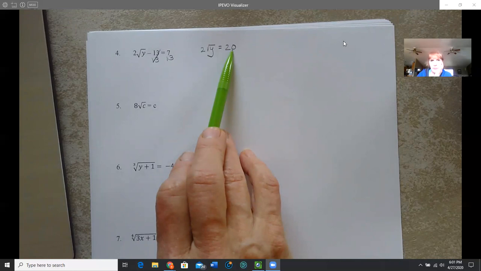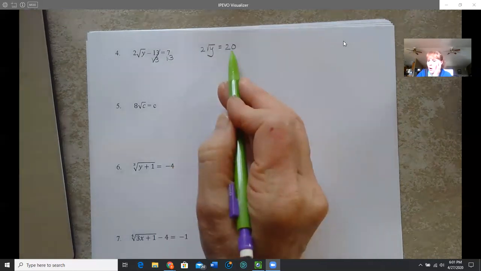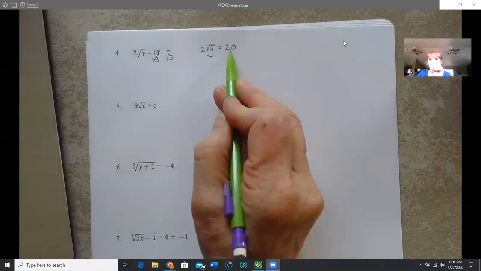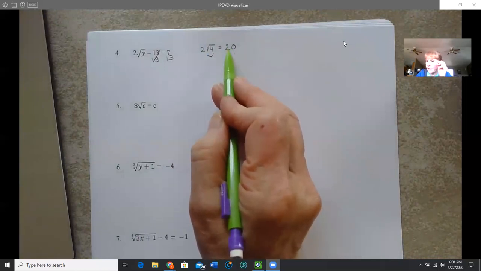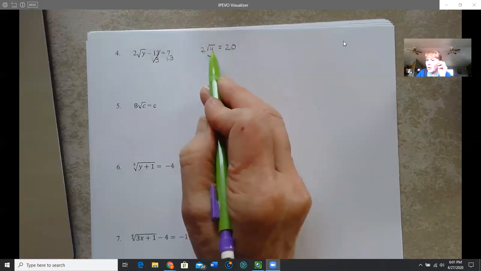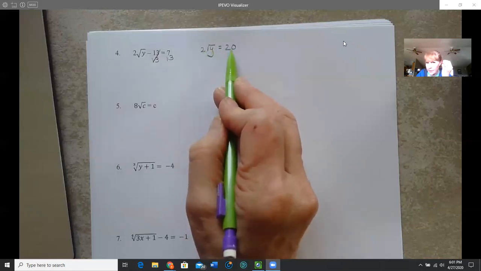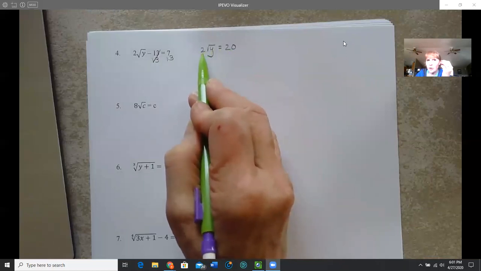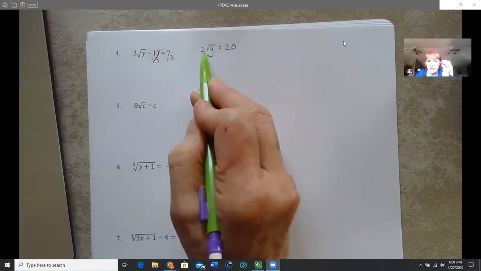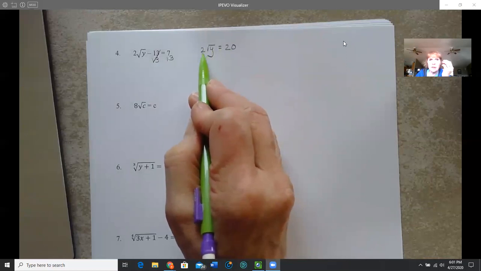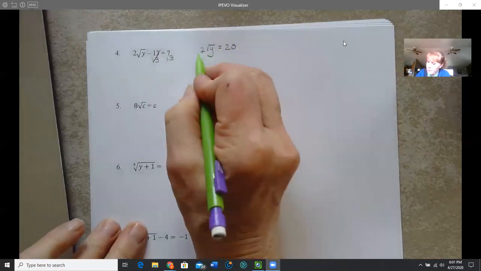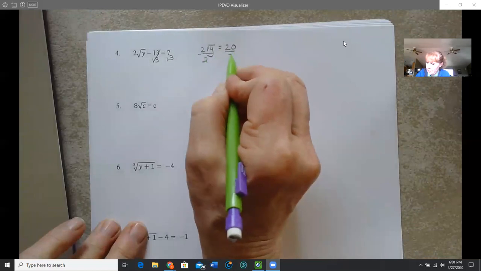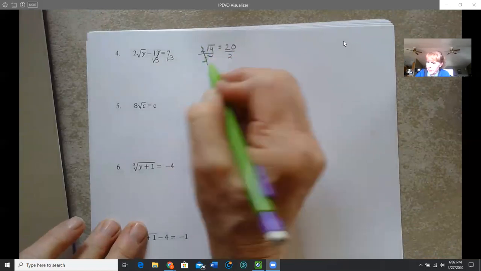Now, for some reason it froze. Okay. Now, do you have to? No, and we'll look at that, because sometimes if this does not go into the other side evenly, then I would leave this. And how do you deal with it if you leave it when you square both sides? But for right now, I'm going to divide by 2. The next problem, we're going to leave it.